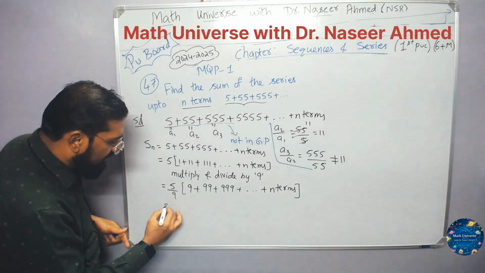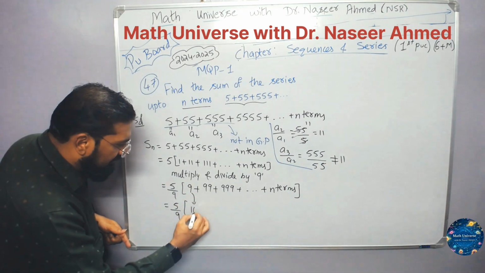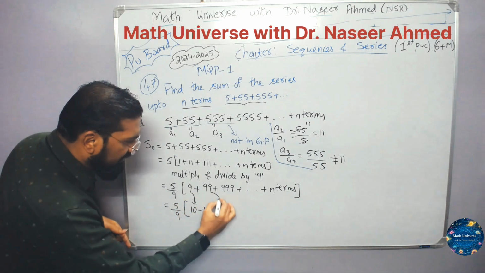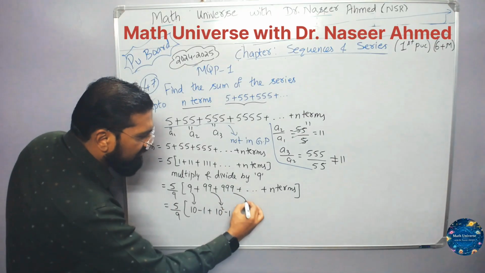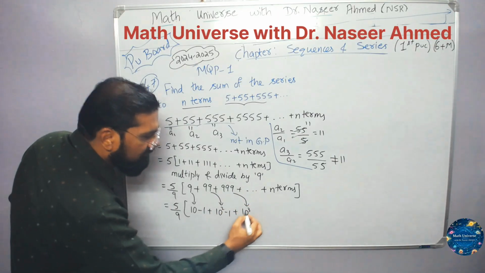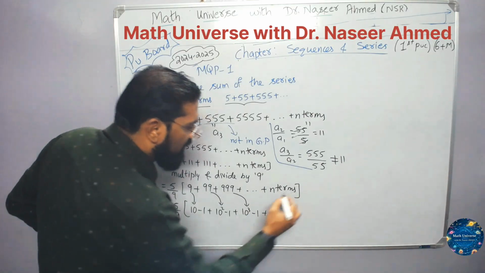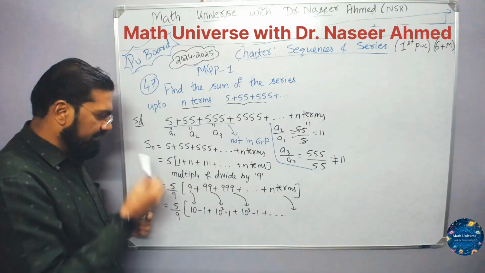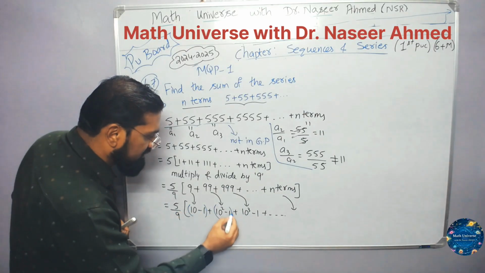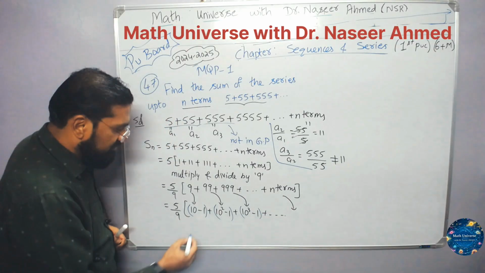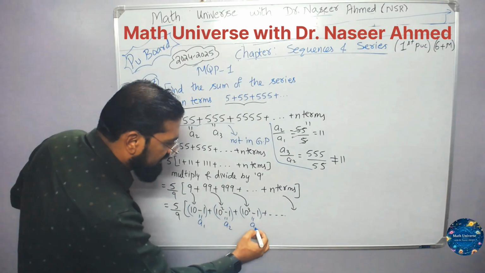Now see carefully, can't we rewrite this 9 as 10 minus 1? Can't we rewrite 99 as 10 square minus 1? Can't we rewrite 999 as 10 cube, nothing but what? 1000 minus 1. Like this, my last term, follow the pattern. See the pattern, focus on the pattern. Here 10 minus 1. Here 10 square minus 1. Here 10 cube minus 1. So this is what? First term. What is this? Second term. What is this? Third term.